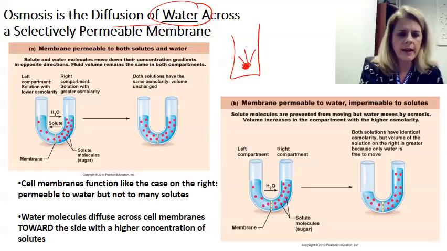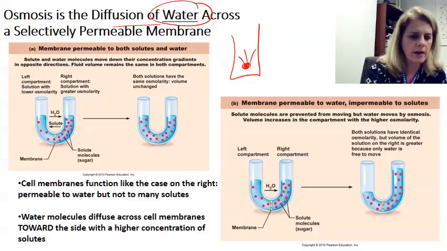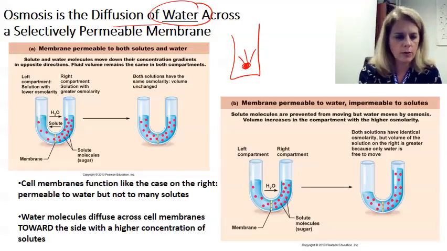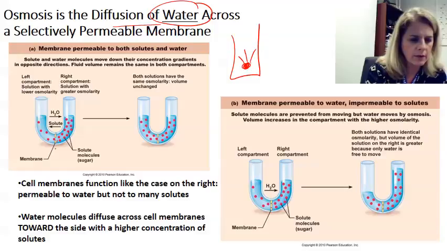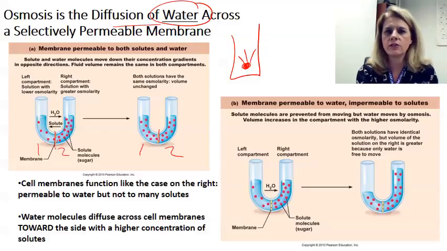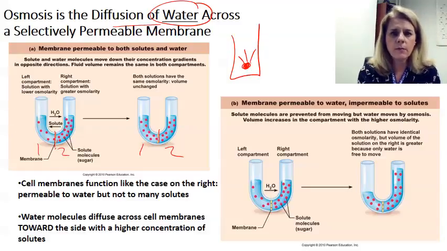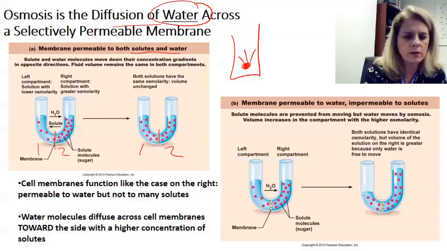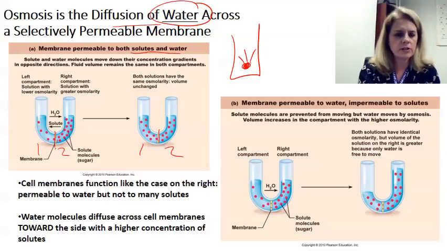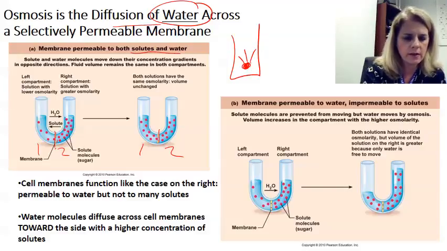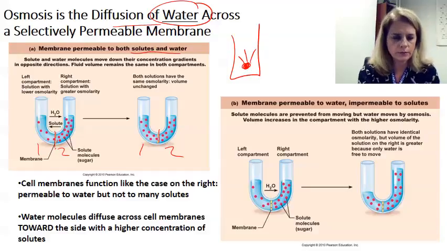So let's look at a membrane. Here we have a U tube, and you have a membrane that divides this tube into two halves. This membrane is permeable to both solutes and water. So let's just say the solutes are these little red dots, whatever is in the water.